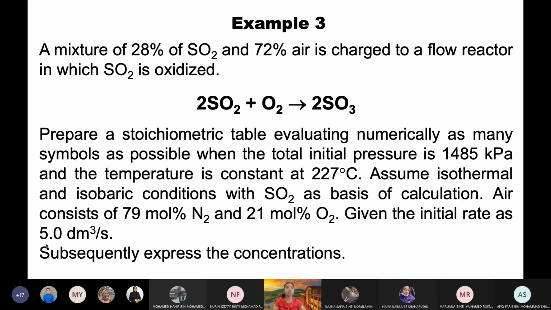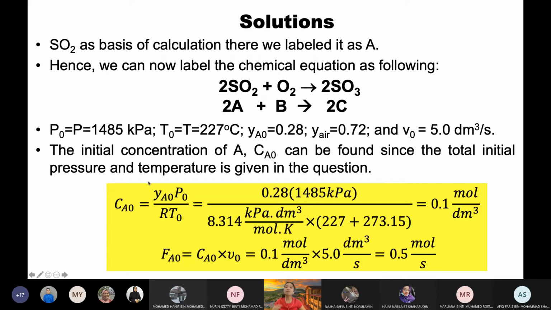If you remember chapter 2 we have learned, CA0 ni kita boleh cari kalau kita tahu temperature, kita tahu pressure. In this case, kita memang tahu. We know the initial pressure, we know the initial temperature. So we can actually find CA0 using YA0 multiply with P0 multiply with RT0. Meaning, we find first the initial concentration of your SO2, your A.